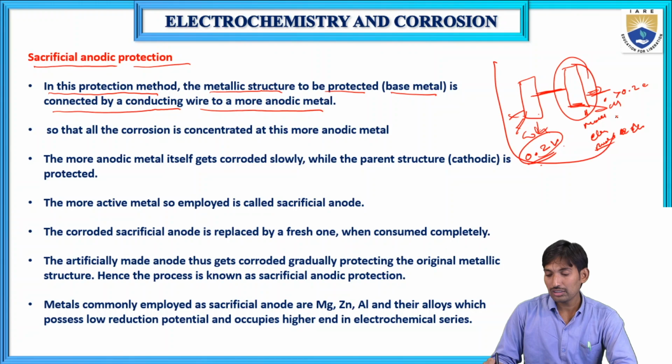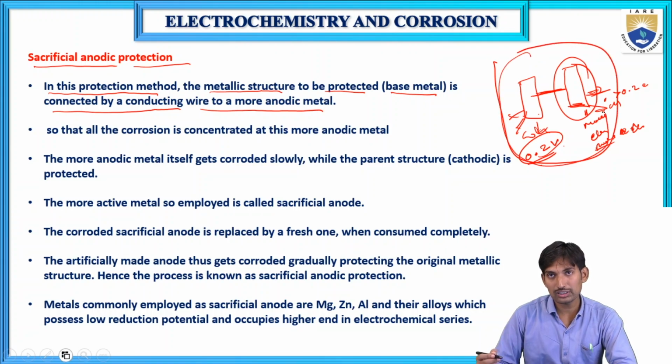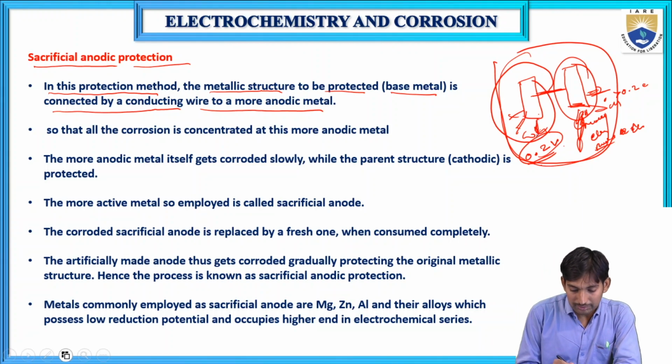So if these two metals are exposed to an electrochemical corrosion environment, this one acts as the anode, so it will undergo corrosion. Our base metal acts as the cathode. It will be protected. Okay.